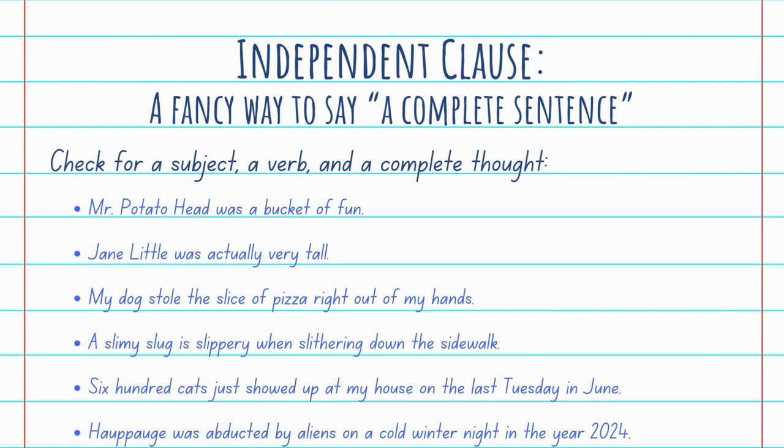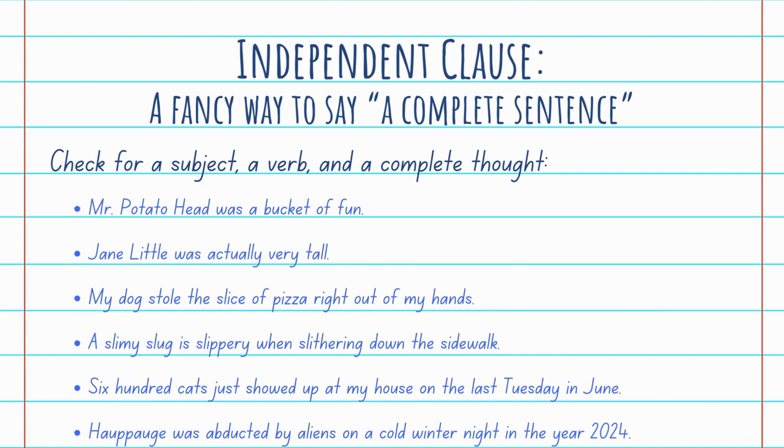Mr. Potato Head was a bucket of fun. So our subject is Mr. Potato Head. Our verb is was. And do we have a complete thought? Mr. Potato Head was a bucket of fun? Yes, we do. Number 2, Jane Little was actually very tall. Okay, that sentence makes sense on its own. It's a complete thought. Do I have a subject? Jane Little. Do I have a verb? Was. Yes, good to go.